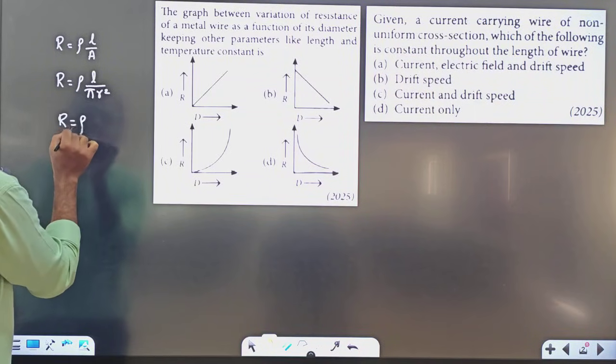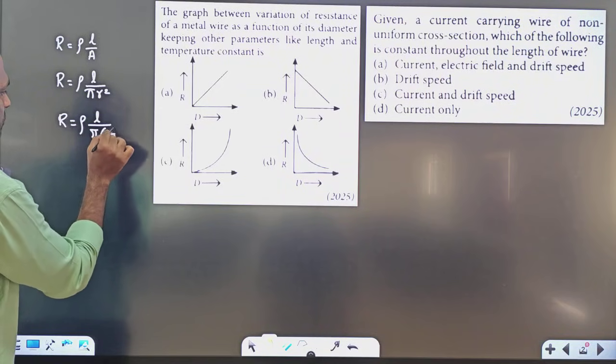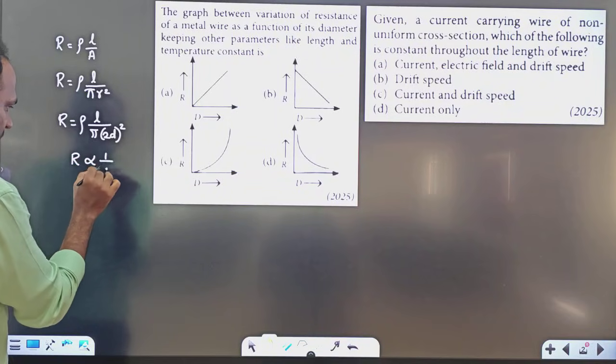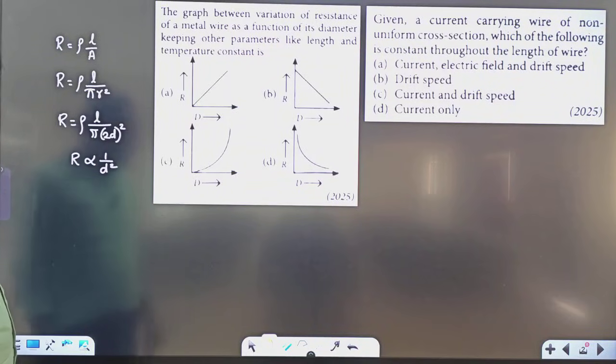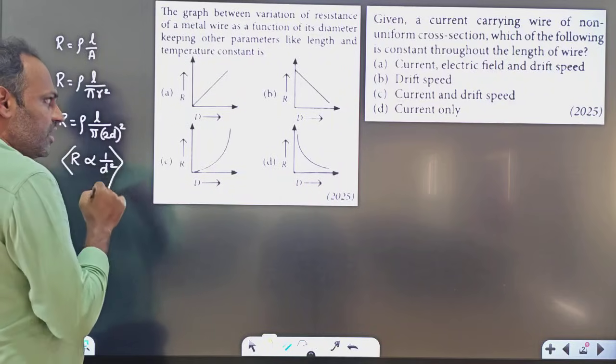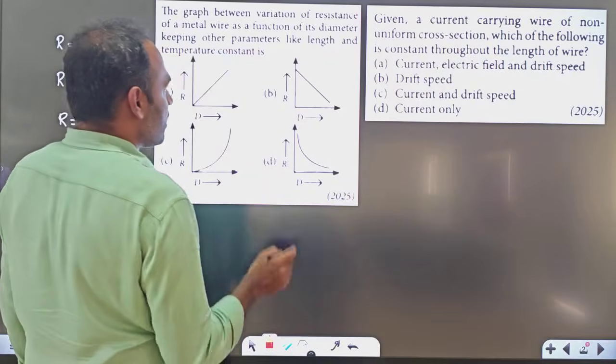And what is diameter? Diameter is 2 times the radius, so area is proportional to the square of 2 times radius. It indicates that resistance is inversely proportional to diameter square, right? So inversely proportional to diameter square, it has to be a rectangular hyperbola. Hence, it is a decreasing graph.